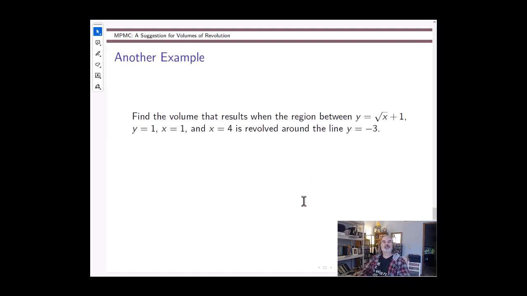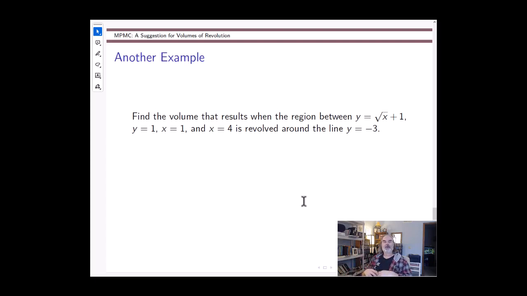Okay, and then just as a second example, to make this a little bit quicker, let's say we have the square root of x plus 1. The square root function is already raised up by 1 unit. We are going to draw the line y equals 1 underneath it, and then boundaries at x equals 1 and x equals 4, and we're going to revolve that around y equals -3. Now that sounds gruesome because the axis of revolution is not one of the axes, it's y equals -3, 3 units below the x-axis. So the square root curve is up here, y equals -3, doing that revolution.